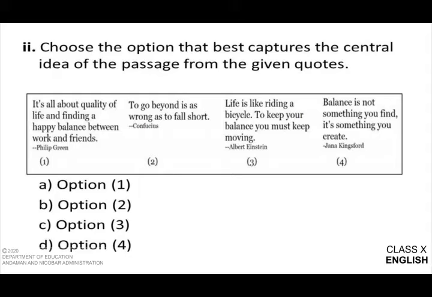Okay. So, let us try to read all the 4 quotes. It is all about quality of life and finding a happy balance between work and friends. The second one is, to go beyond is as wrong as to fall short. Life is like riding a bicycle. To keep your balance, you must keep moving. And the last one is, balance is not something you find, it is something you create. So children, what do you think? Which will be the right quote which talks about the central idea of the passage?